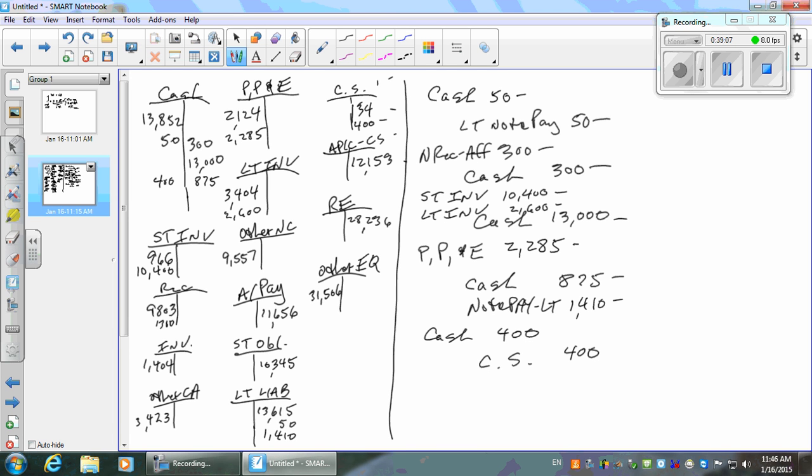Which one are we on? Purchased a patent for 3,000 cash. We what? Purchased a patent. Is he on the wrong problem?